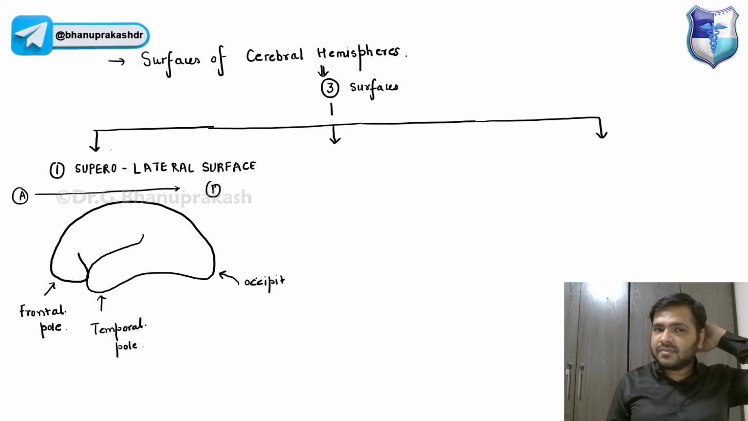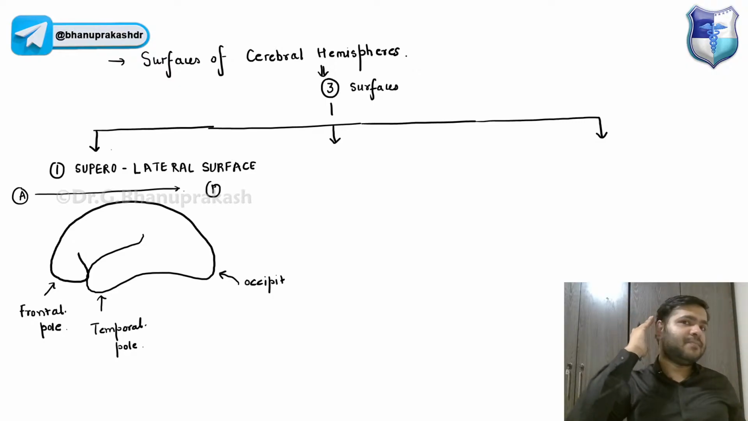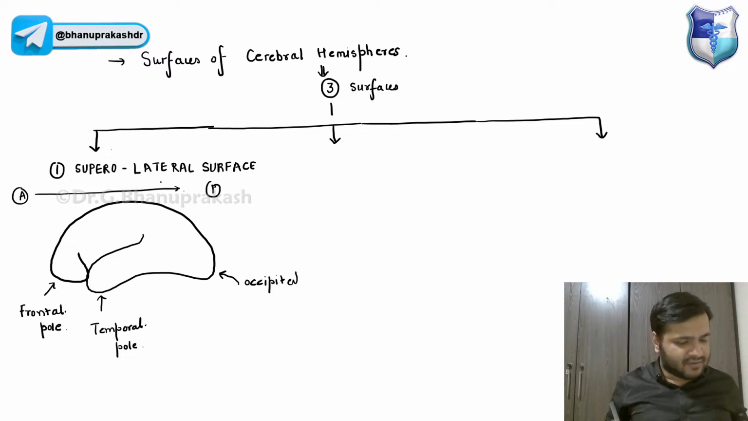Occipital bone होती है पीछे, आगे frontal और side में temporal. So we can see like three poles in one section: the frontal, the temporal, and पीछे occipital. So that is the superolateral surface.